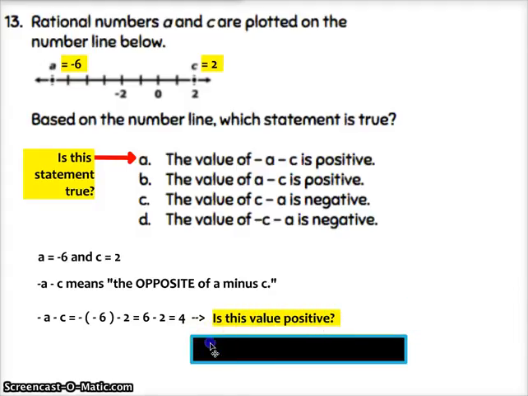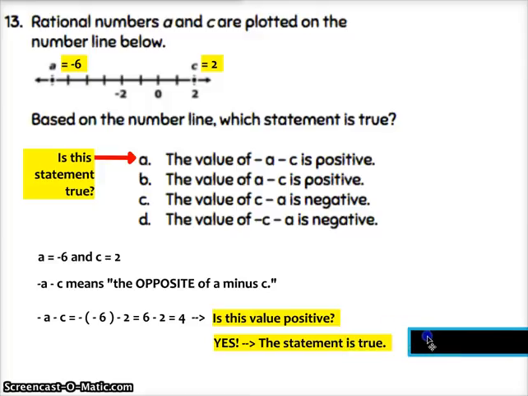So actually, we kind of got a bonus here. We get to stop early. Kind of like getting out of school a little bit early, right? Because the first one that we checked was true, right? Is the value positive? You bet it is. So there's only one true statement in the bunch, so we can stop here. Which statement is true? It turns out that A is the correct answer.